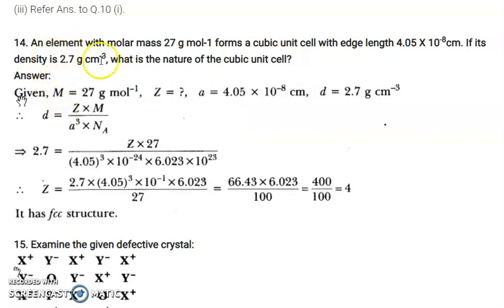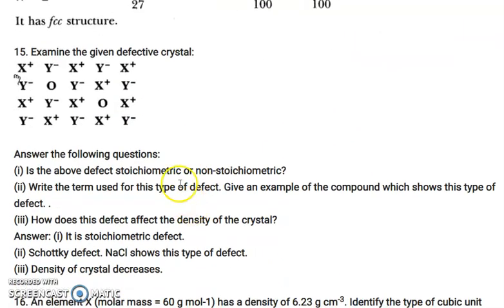Now in this question you can see: an element with molar mass 27 gram per mole forms a cubic unit cell with the given edge length. If its density is 2.7 gram per cubic centimeter, what is the nature of the cubic unit cell? What you have to calculate: first you check the data. You have M, you don't know Z, you have a, you have d. So d is equal to this formula. Put in all the values, Z is equal to this value. Then you will get 4. It has FCC structure. Like this you have to answer.